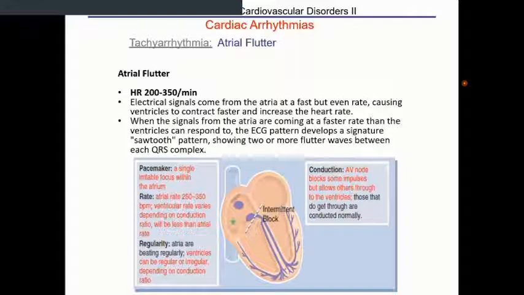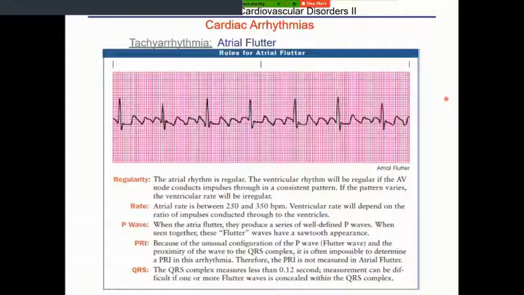Your ventricular rate will vary depending on the conduction ratio, which will be less than your atrial rate, of course. Then in terms of regularity, atria are beating regularly, while the ventricles can be regular or irregular depending on the conduction ratio. So the AV node blocks some impulses, but will allow others through to the ventricle. Those that do get through are conducted normally.